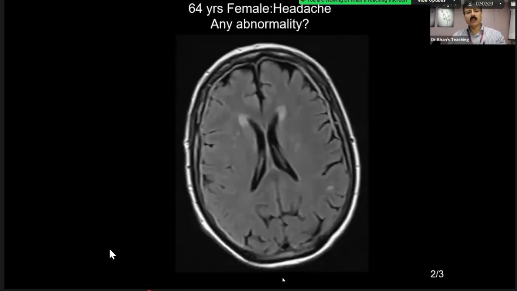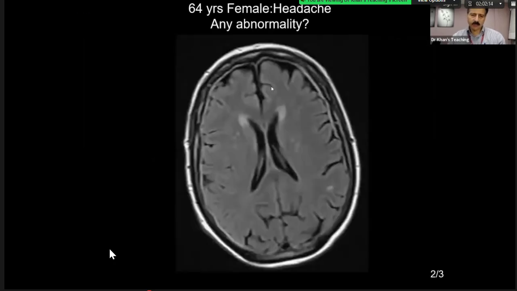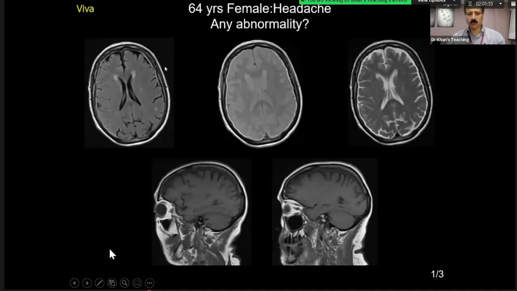Okay. Now, the learning points in this case: look at this FLAIR. On this FLAIR, this is the diploic space, this is the outer table, this is the inner table, and inner to the inner table is this dura. And this, of course, is the falx, and it is thickened. So the take home point is that FLAIR is a good sequence.